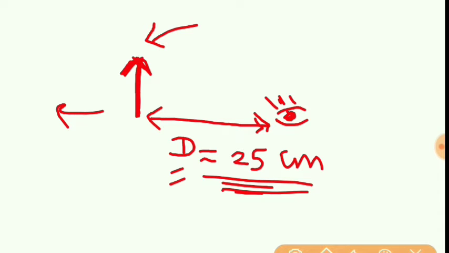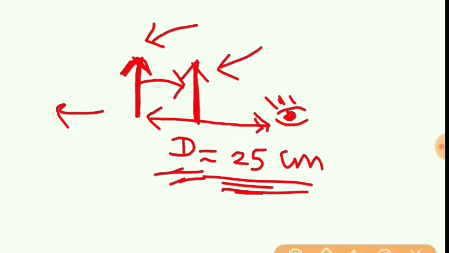But what will happen if the object is brought closer than this distance? Then we cannot observe this object clearly. And if we try to observe this object, our eyes will start paining and headache will start.